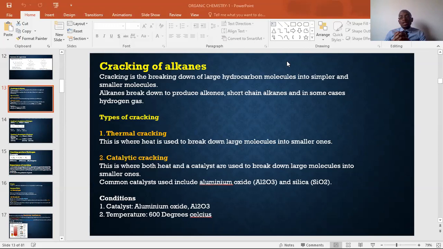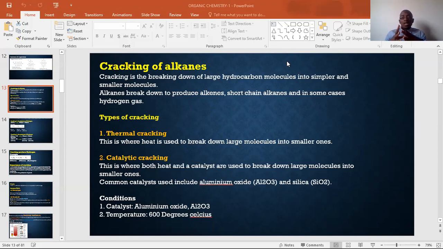There are two types of cracking. We have what is known as thermal cracking, and we have what is known as catalytic cracking. Thermal cracking, going by its name, involves the use of heat. So for thermal cracking, we're using heat to break down this large chain, and then we produce smaller units.